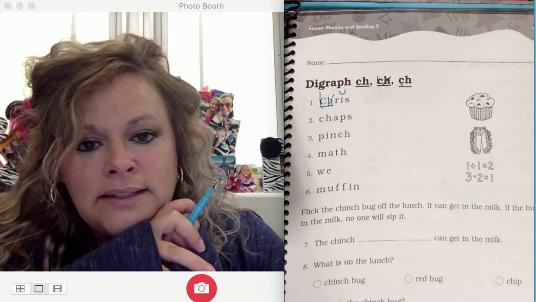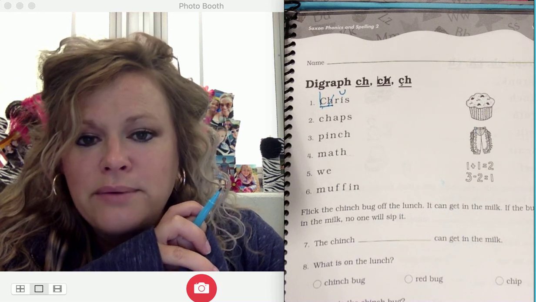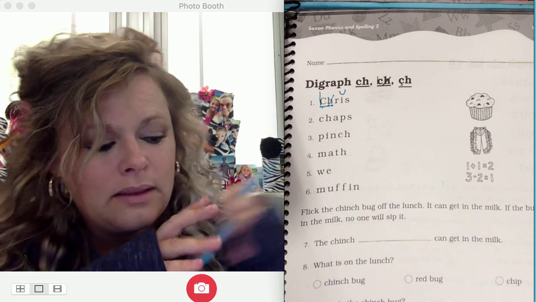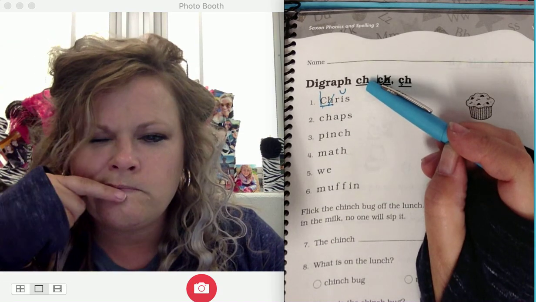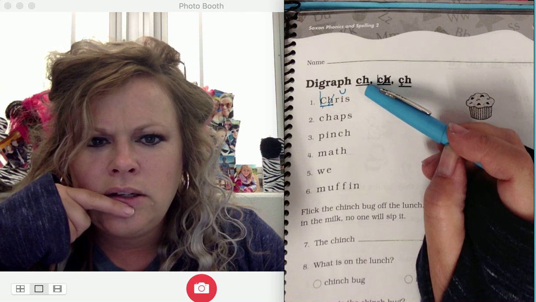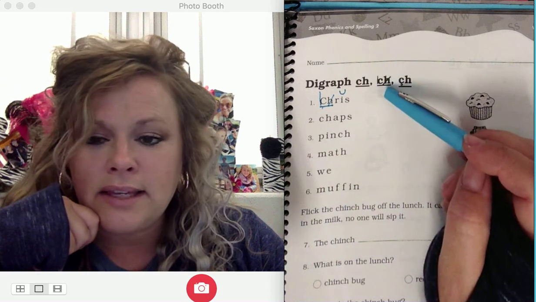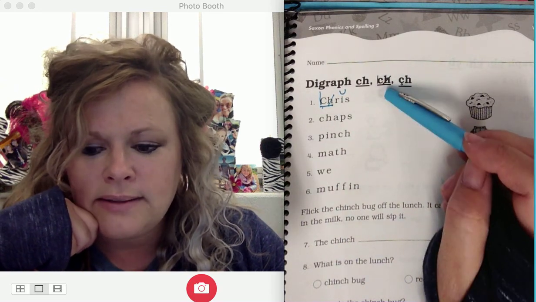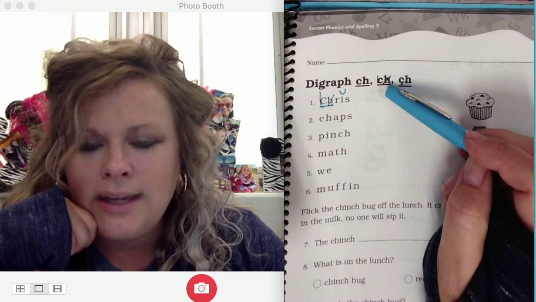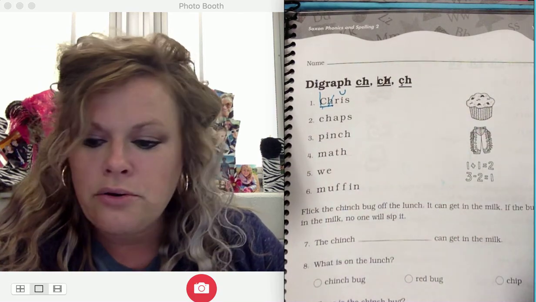Chris. Again, this is tough business to know which CH it is. If I was sounding this out and I coded it like this, I would say, tris, that doesn't sound right. If I tried the other one, shris doesn't sound right. And then I would finally get to the one that does sound right, Chris, a boy's name, okay? It's kind of like a guess and check. There is no picture of a Chris.